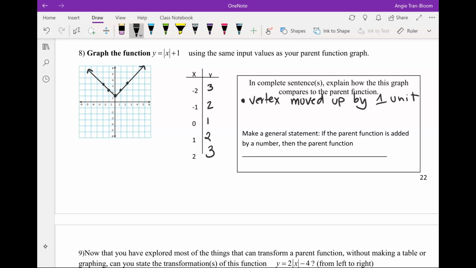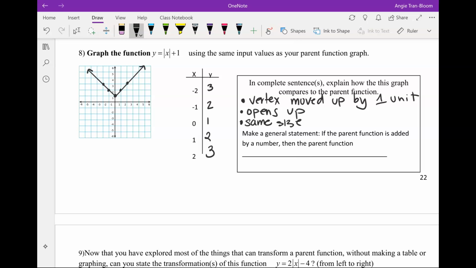How does it open? Jake, what's the opening of our parabola? Opens up. Perfect. Okay. Naomi, did the size change? No. Okay. Same size. Okay. Now make a general statement.